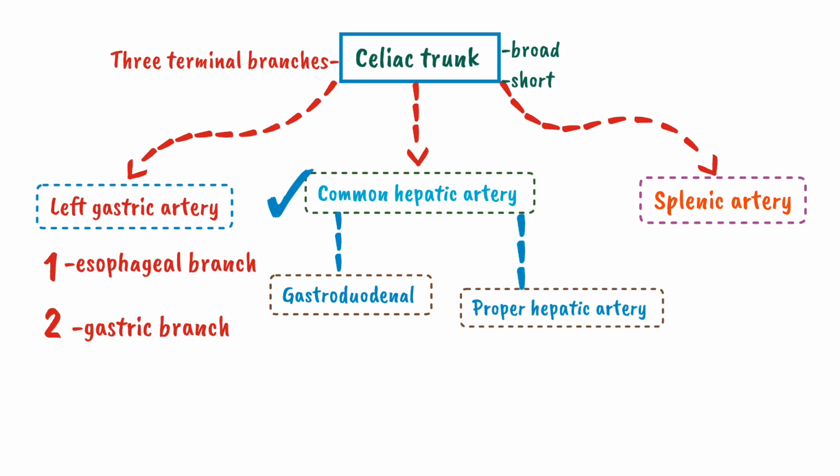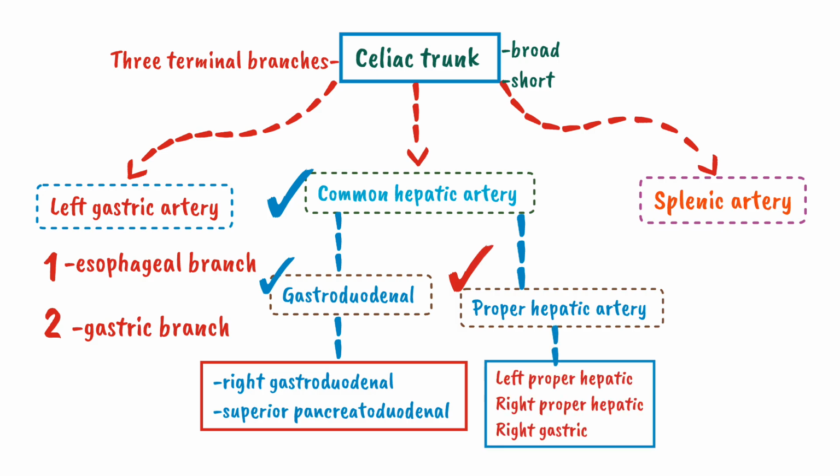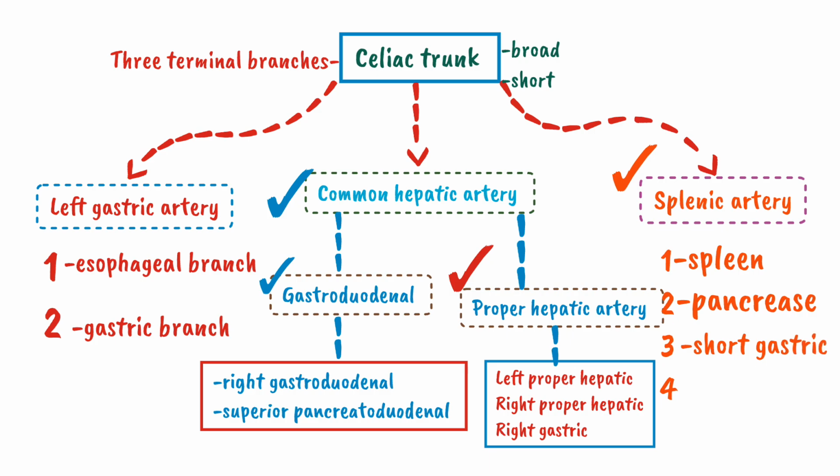The gastroduodenal artery will further divide into right gastroepiploic artery and superior anterior pancreatoduodenal artery, while the proper hepatic artery will divide into left branch of proper hepatic artery, the right branch of proper hepatic artery, and right gastric artery. At last, the splenic artery will divide into four branches: the branches to the spleen, branches to the body and tail of pancreas, short gastric artery, and left gastroepiploic artery. All of these are the branches of celiac trunk.